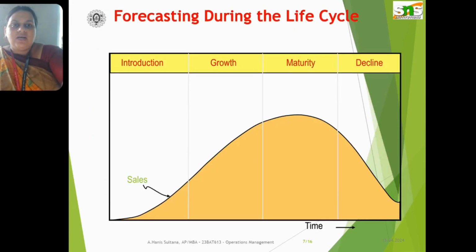Now we see the forecasting during the life cycle of the product. We have taken a product life cycle, but we will see this in the next class.